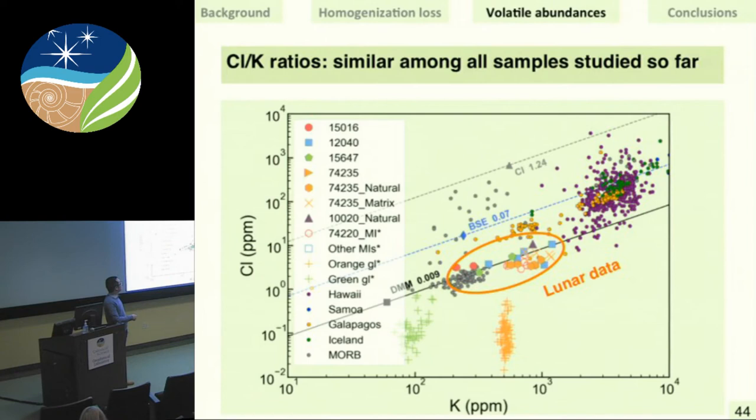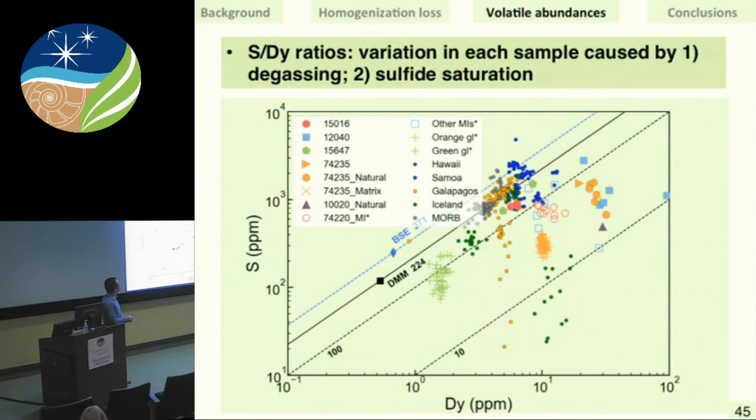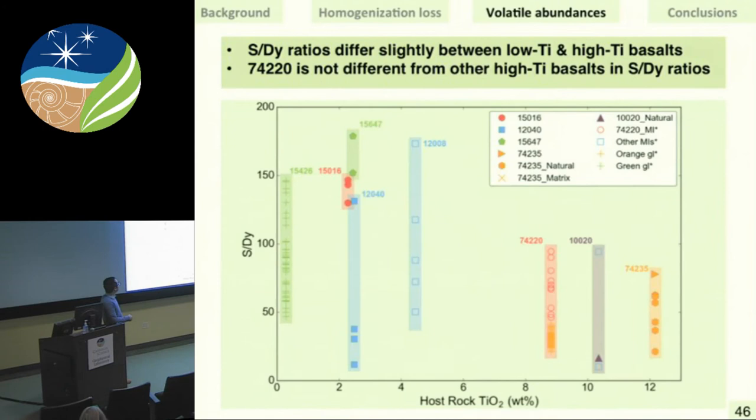For chlorine, we compared it with potassium, which has similar incompatibilities during partial melting and crystallization processes. And we see that all the lunar melt inclusion data fall onto a very small region, and 74-220 overlaps with other lunar samples fairly well. The figure for sulfur over dysprosium is more complicated.